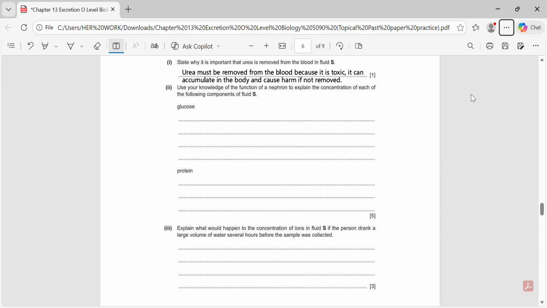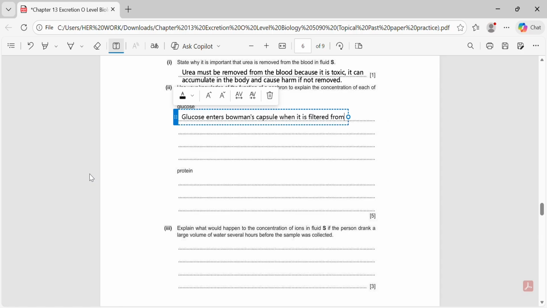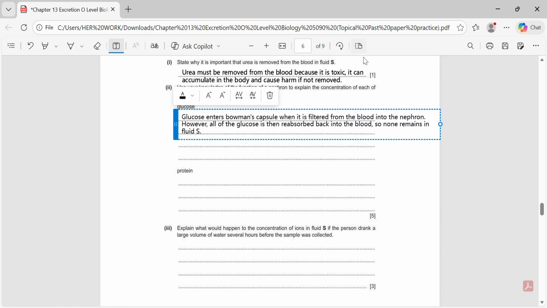Next, the question asks us, use your knowledge of the function of a nephron to explain the concentration of each of the following components of fluid S, and this one is an extensive question. So, first, for glucose, we can write, glucose enters Bowman's capsule when it is filtered from the blood into the nephron. However, all of the glucose is then reabsorbed back into the blood, so none remains in fluid S.